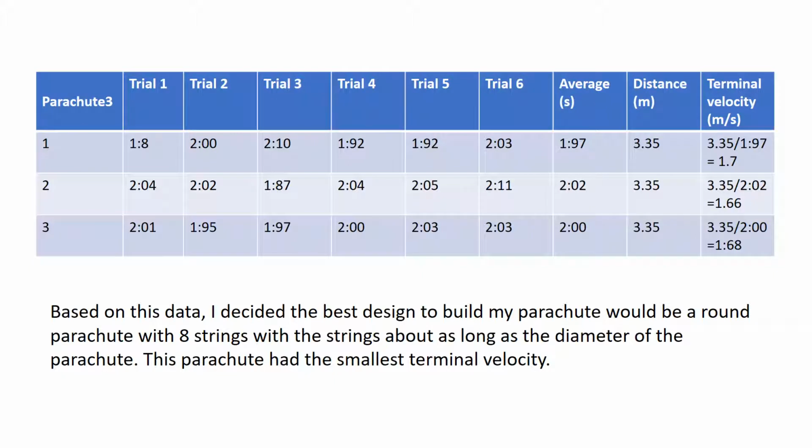So I did a little bit of an experiment. I just threw these off the back of my deck to see which one would work the best for my prototype. So parachute 1, which was my square parachute, had a terminal velocity of 1.7. Parachute 2 was the round with the strings the size of the diameter, and I had 1.66. And my third parachute was the round parachute that had the same area as number 2, but the strings were double the length. So based on this data, I decided the best design to build would be my round parachute with 8 strings, with the strings about as long as the diameter of the parachute. And I decided this because it had the smallest terminal velocity.